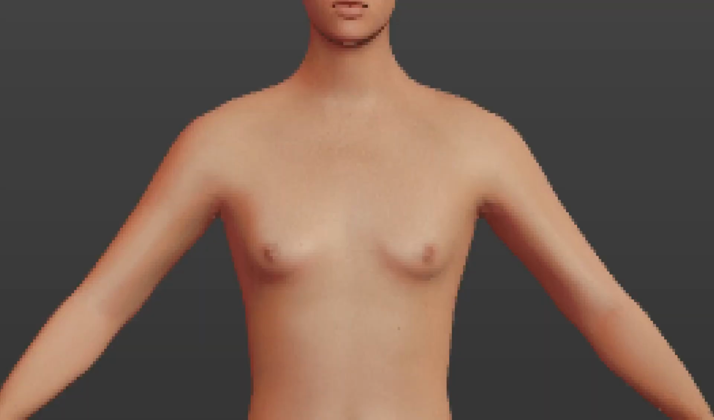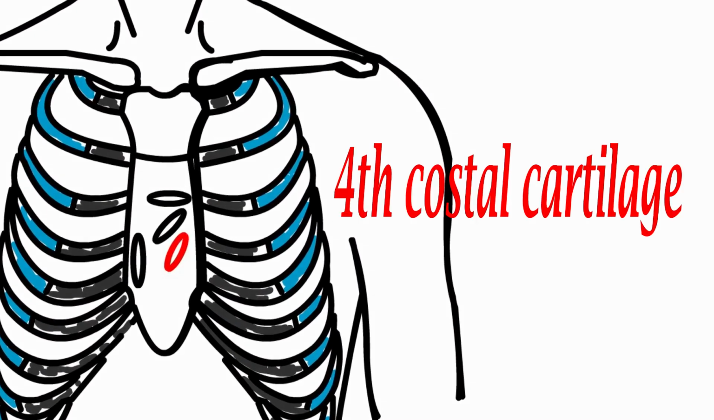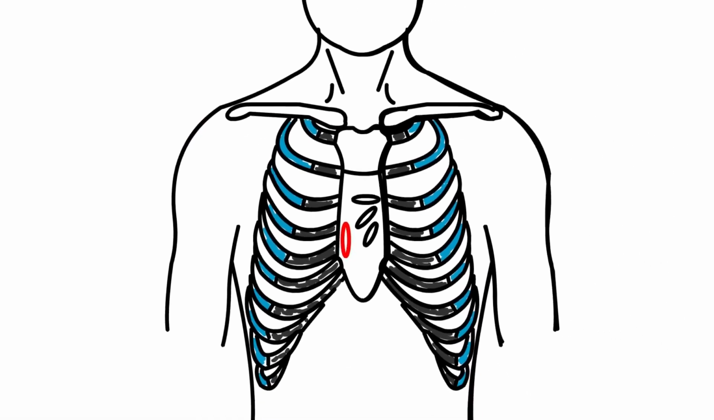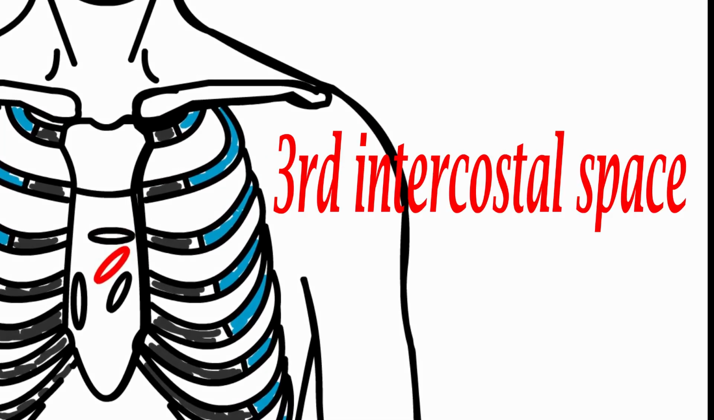All the valves, the mitral valve, tricuspid valve and two semilunar valves, lie behind the sternum. They make a line with each other that is nearly vertical. The mitral valve is located at the level of the fourth costal cartilage, and the tricuspid valve lies behind the middle of the lower sternum at the level of the fourth and fifth intercostal spaces. Two semilunar valves lie behind the left border of the sternum. The pulmonary valve lies at the level of the third costal cartilage, and the aortic valve lies at the level of the third intercostal space.